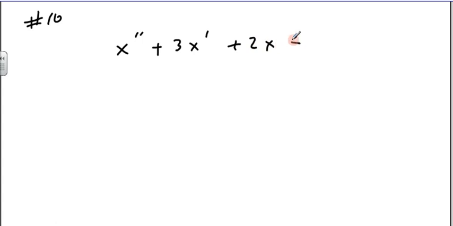And now we're looking at number 10. X double prime plus 3x prime plus 2x is equal to t. X at 0 is 0. X prime at 0 is what? 2.